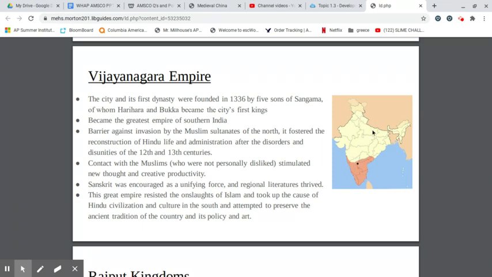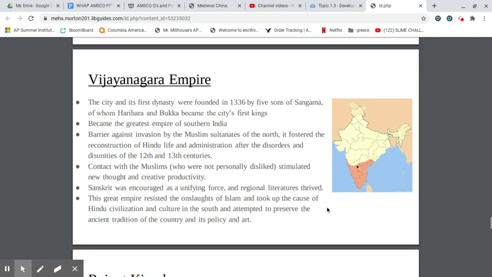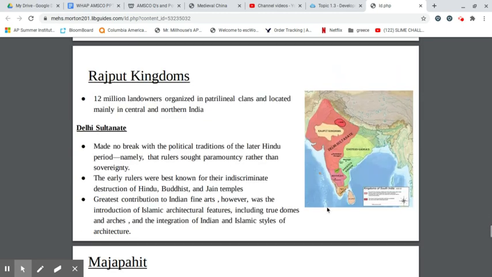Now they have contact with the Muslims to the north that is fairly productive. There's not massive killings or anything like that. Sanskrit, which is the language, was encouraged as a unifying force, and regional literatures thrived in the Vijayanagar Empire. It resisted Islam. That's one of the things that's notable about it, and it basically allowed Hinduism to survive. It attempted to preserve the ancient tradition of the country.